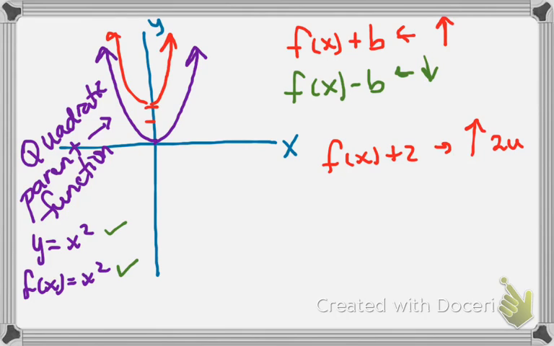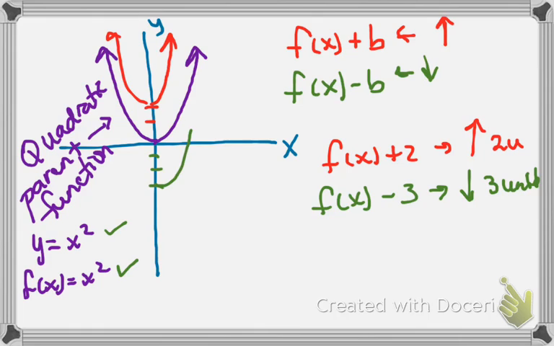In the green one, if we had f of x minus, let's say, 3, then it'll go down 3 units. So I'd go 1, 2, 3, so it'll look something like this. You have to remember that whenever you're adding something outside the parentheses, it goes up the y-axis. If you subtract, it goes down.